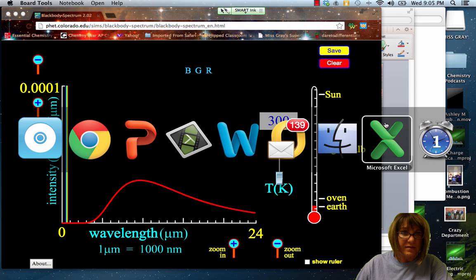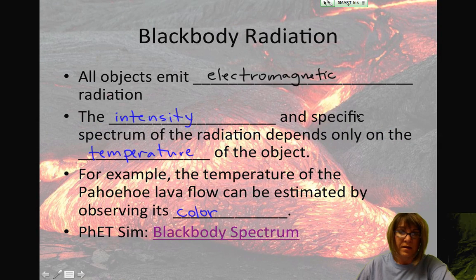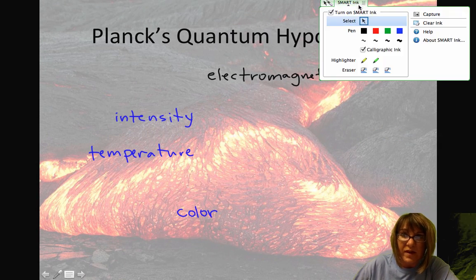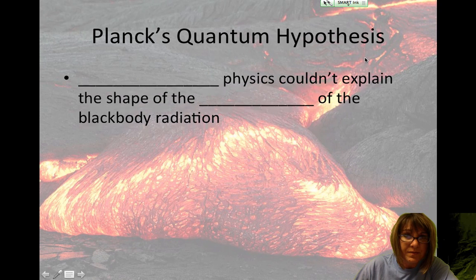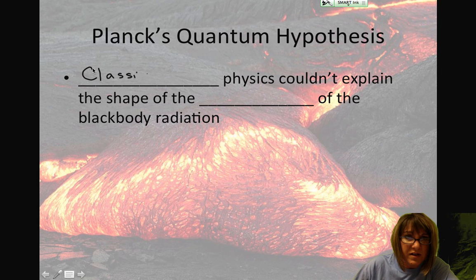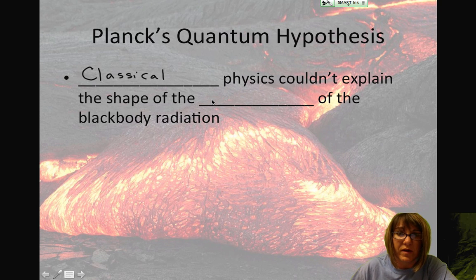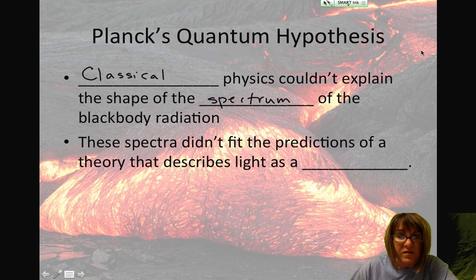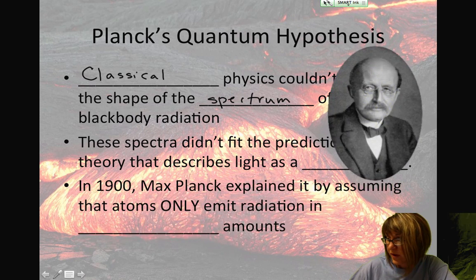The problem is, this type of spectrum that scientists observed just didn't really match what they thought they understood about light and the universe and particles in general. Classical physics just didn't really explain very well the shape of the spectrum of these black body radiations. Since the spectra didn't fit the predictions of the theory that describes light as a wave, we had to come up with some other way of describing light.